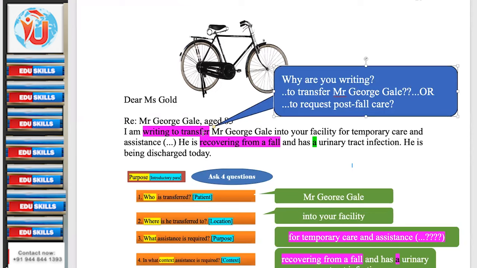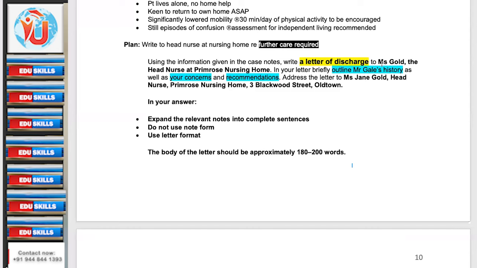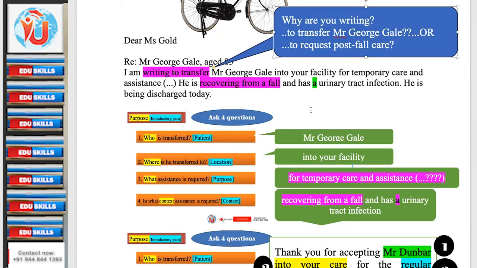Why are you writing this letter? See the case note. Using the information given in the case notes, write a letter of discharge, not a letter to discharge, to Ms. Gold, the head nurse at Primrose Nursing Home. Why are you writing this letter? What is the purpose of writing this letter? Request temporary essential care assistance. To request temporary care and assistance.